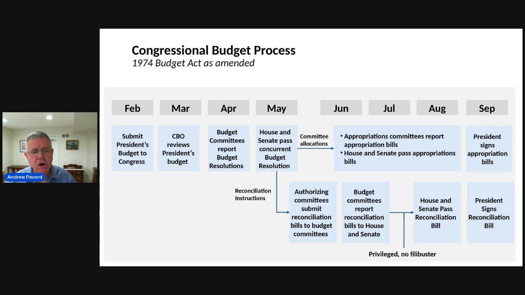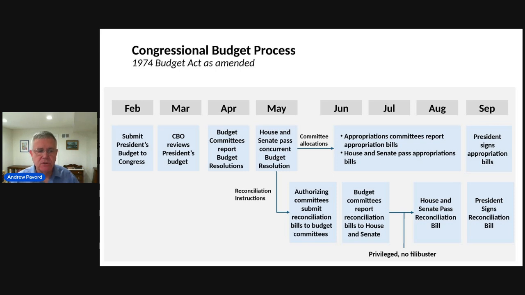So I want to start, though, take a minute because some of you may be unfamiliar with the budget reconciliation process and the budget resolution process, to give you a quick overview. So this chart shows the congressional budget process established by the 1974 Budget Act as amended a couple of times since then. So let's look at this process. In February, the president submits to Congress the president's budget. That details all the spending that the president proposes and policy decisions, and it's a big, massive document with thousands of pages. In March, the CBO reviews the budget and publishes an analysis.